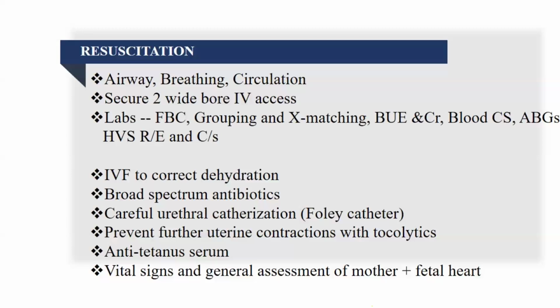Secure two wide bore venous access. Then we take samples for full blood count, grouping and cross-matching against units of blood, renal function test, blood culture and sensitivity, arterial blood gases, high vaginal swab for routine examination and culture. IV fluids to correct dehydration, broad spectrum antibiotics, careful urethral catheterization using a Foley's catheter, and prevent further uterine contractions with tocolytics, especially in the multigravida. Anti-tetanus serum, vital signs, and general assessment of the mother and the fetal heart is done.